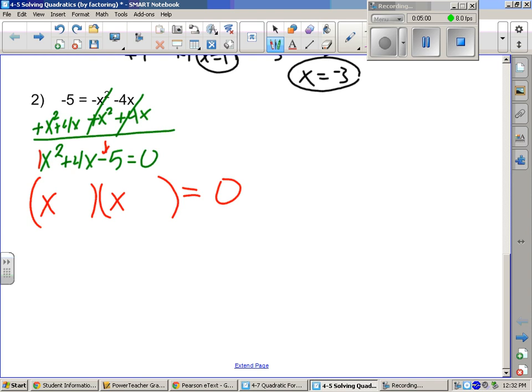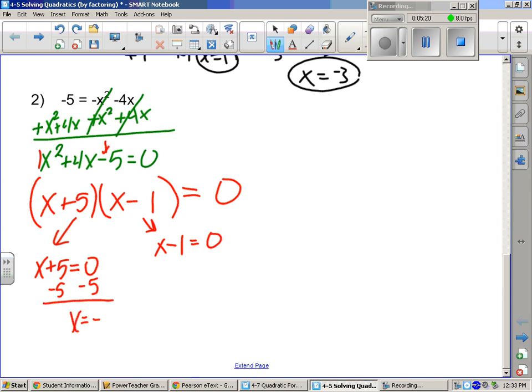This is a minus, so we've got one of each sign. Factors of 5 that add up to get 4 will get positive 5 and a negative 1. But we're not done. That's factored. It's not solved. We have to set each factor equal to 0. So that's our A could be equal to 0, or B could be equal to 0, and then we solve them both. So for this one, I get x equals negative 5, and on this one, we get positive 1.